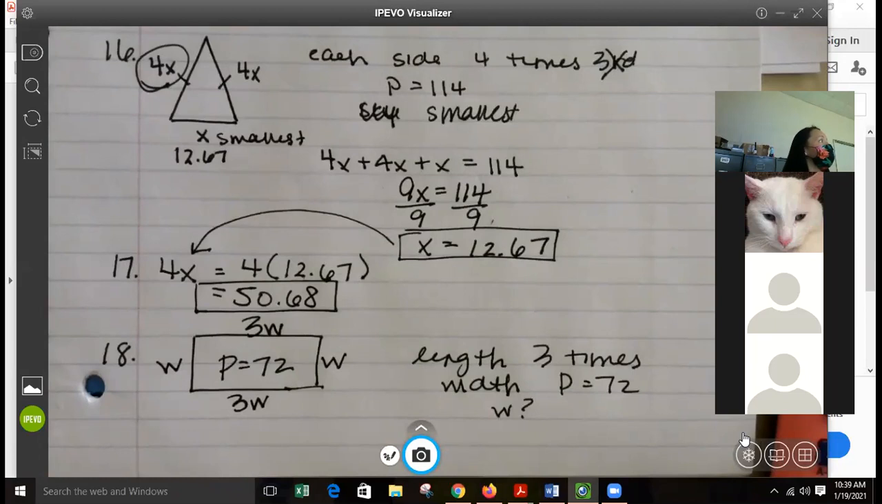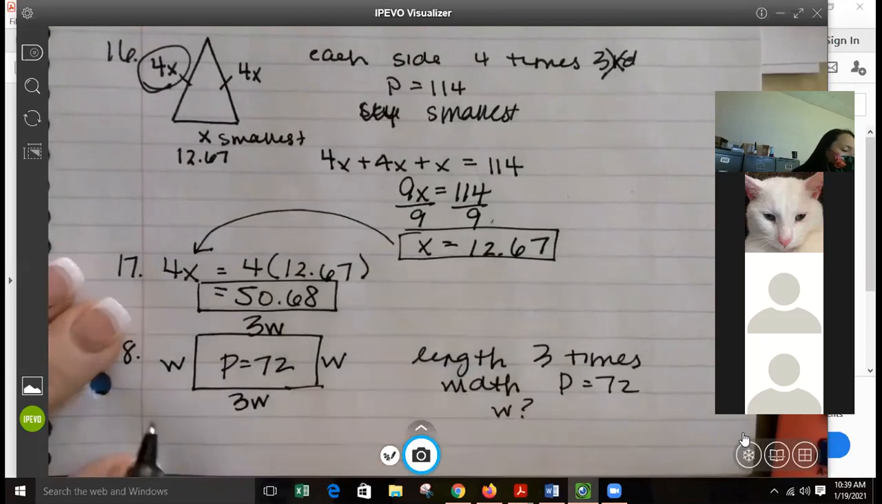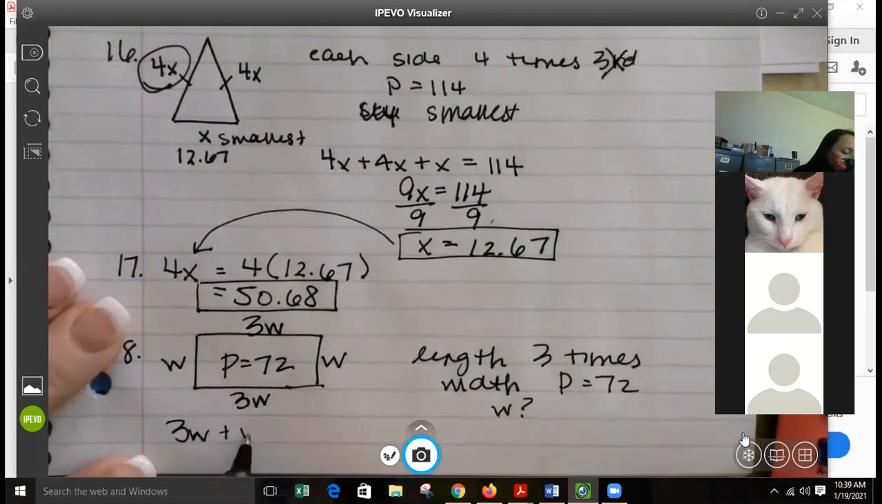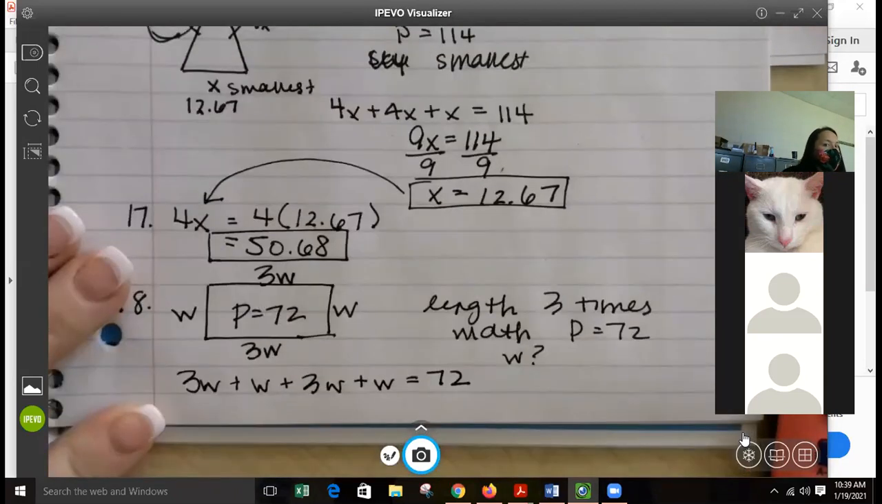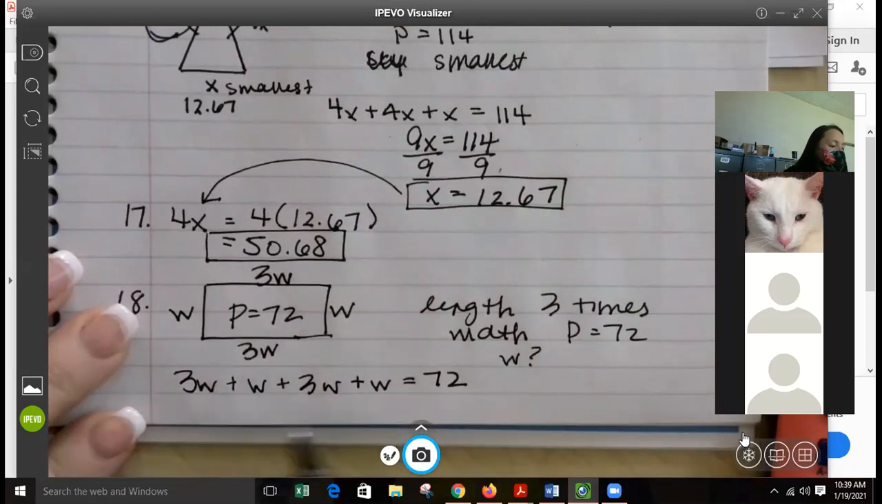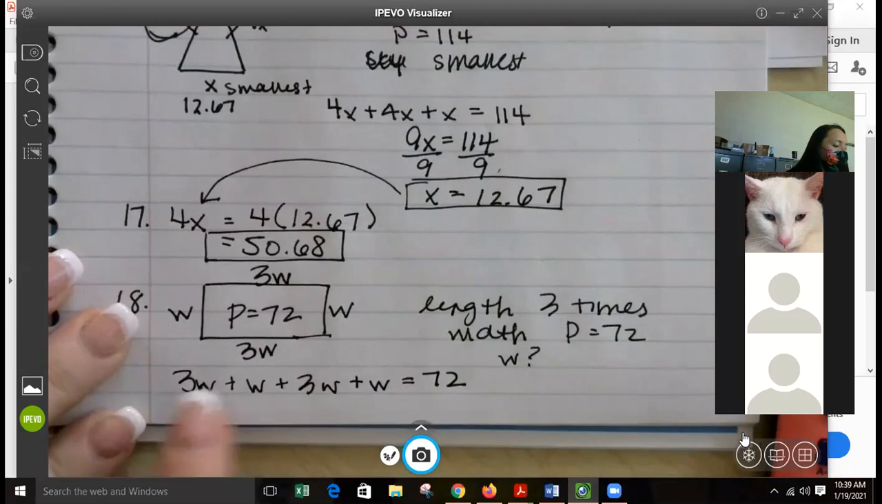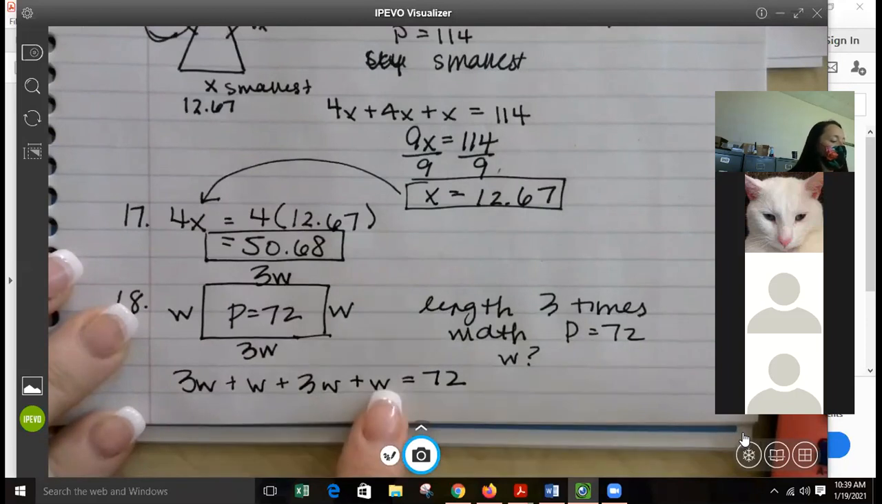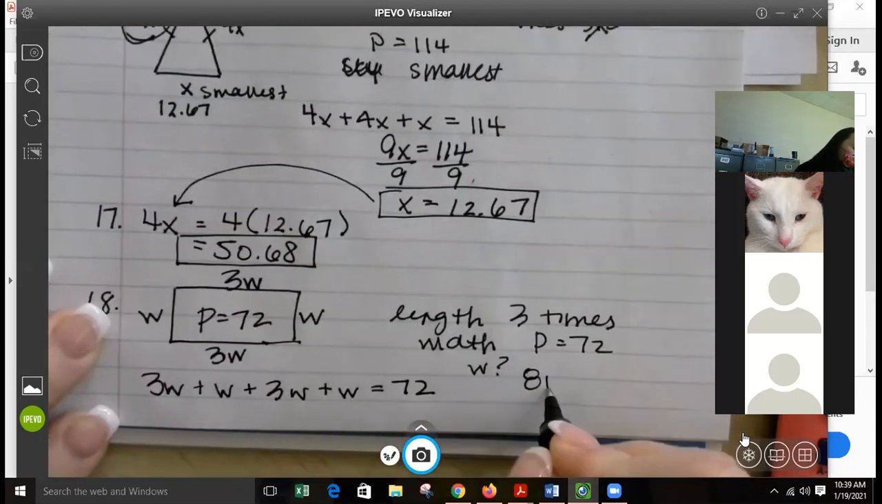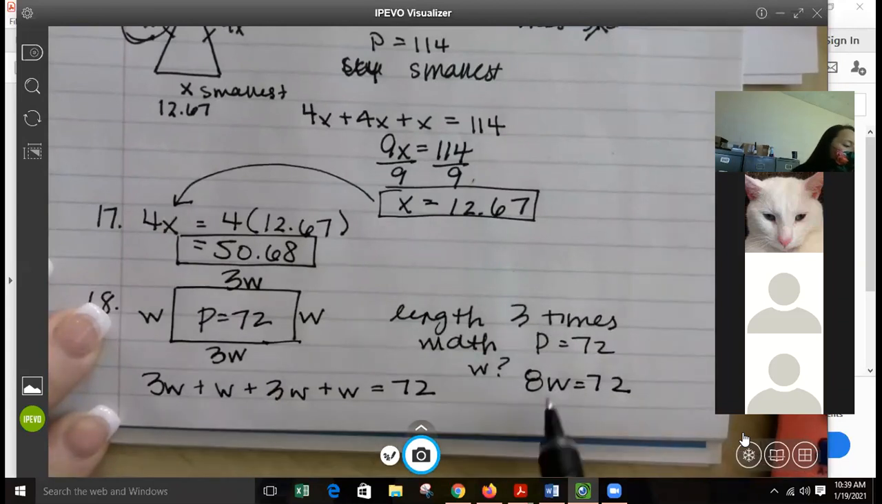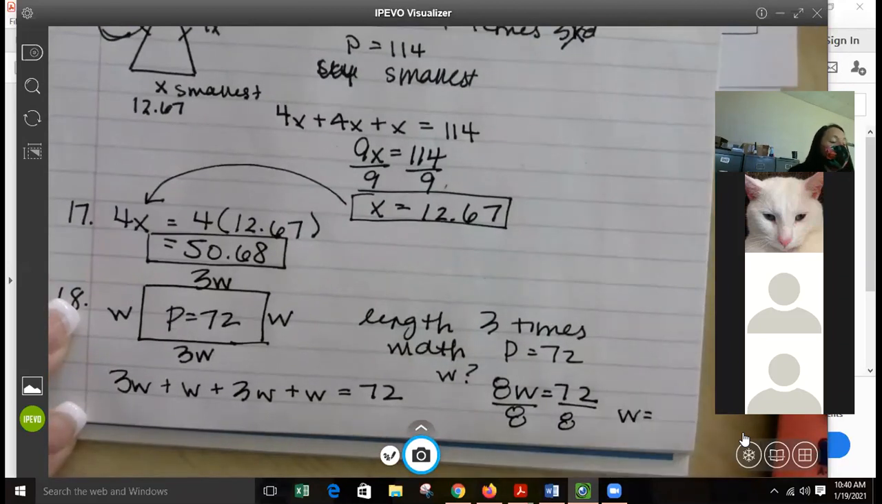Okay, set it up. It should every time look just like this, okay? We're going to add them up because perimeter says add them up. So 3W plus W plus 3W plus W equals 72. Add your like terms. How many total W's do I have? 3 plus 1 is 4, plus 3 is 7, plus 1 is 8. So I get 8W equals 72. How do I solve that? Divide by 8. Very good. Thank you for talking today. And 72 divided by 8, if you have to use your calculator, is 9.